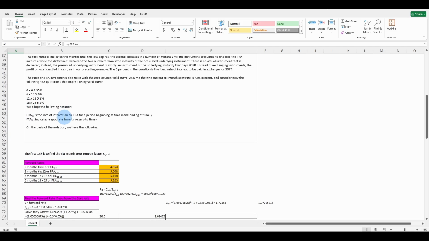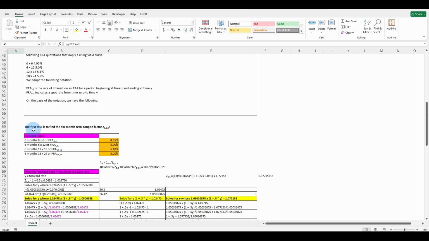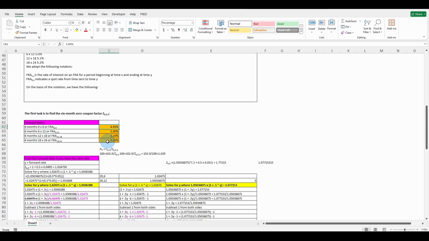We adopt the following notation. FRA(X,Y) is the rate of interest on the FRA for a period beginning at time X and ending at time Y. Z(Y) indicates the spot rate from time 0 to time Y. On the basis of this notation, we have the following. The first task is to find the 6-month zero rate, Z(0.5) = 4.95%, then 5%, 5.1%, 5.2%. Find the forward rate if you have the zero rate.